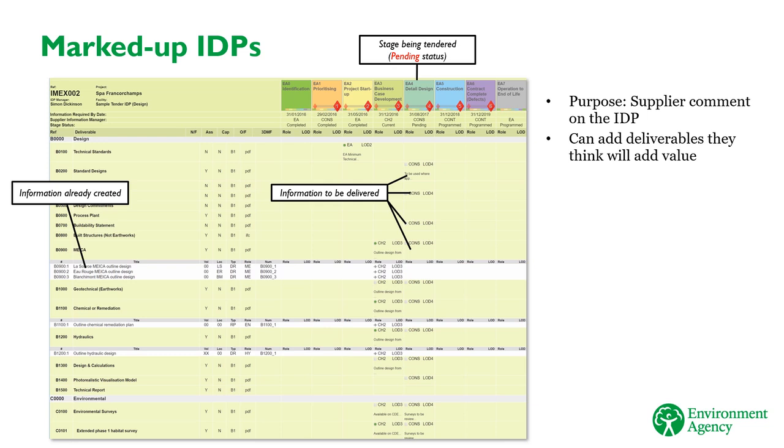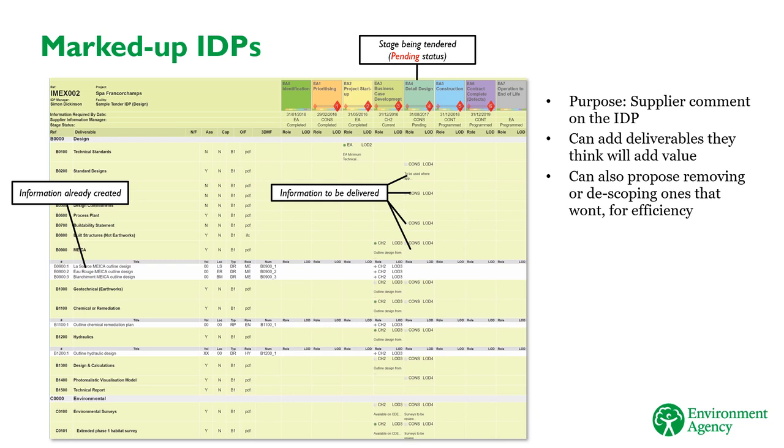Or a contractor might realise that the IDP is missing some of the health and safety documentation they'll produce to manage the site. This can also work the opposite way. The supplier can suggest removing or de-scoping deliverables if they think they won't add much value. For example, if the same information will be produced as part of a different deliverable, this can reduce the cost of delivering the work and help the team to work more efficiently.